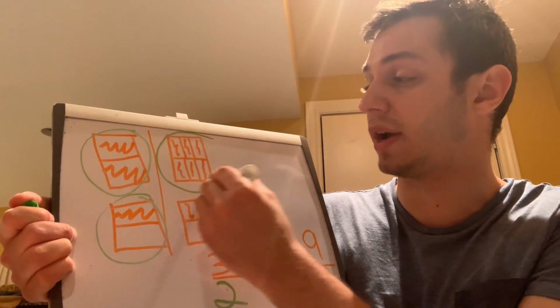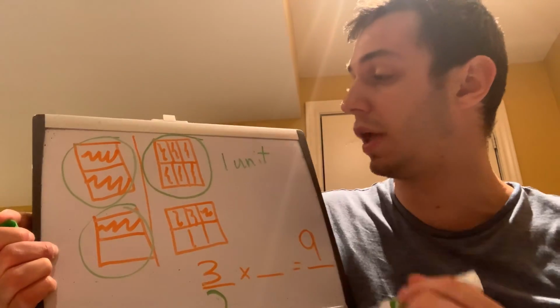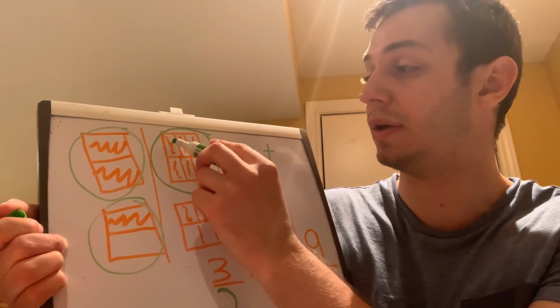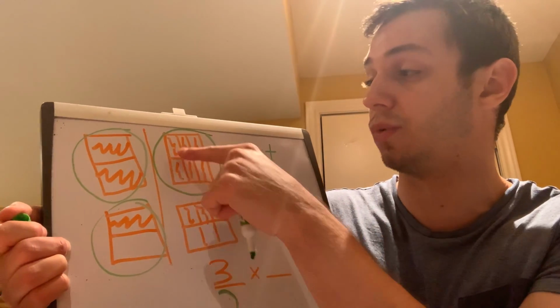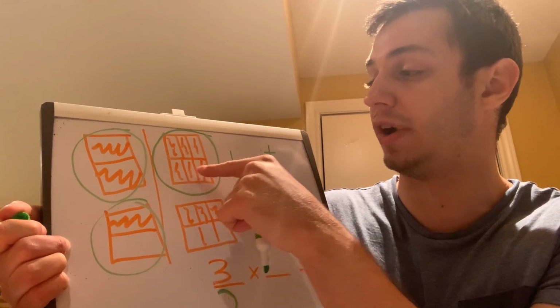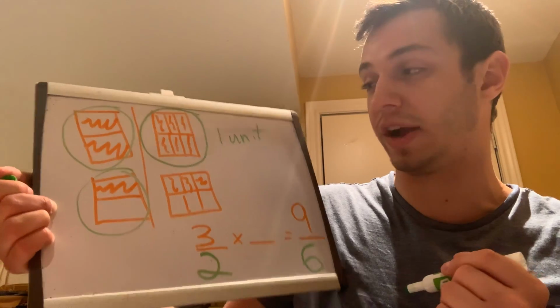Remember, each one of these rectangles is 1 unit. So all I have to do is count how many spots there are in this 1 unit. So there are 1, 2, 3, 4, 5, 6. So 6 will be my bottom number in this fraction.